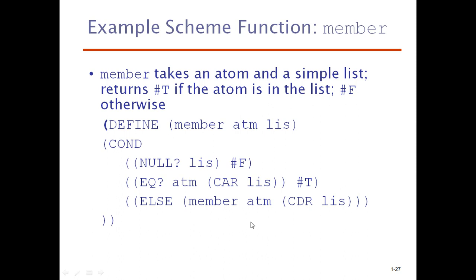That means if you have supplied a list, say for example A, B, C, D, and you are going to search for an element atom C, the first element A is not matched with C, so A will be removed, and B, C, D is the list that is supplied to the member function.